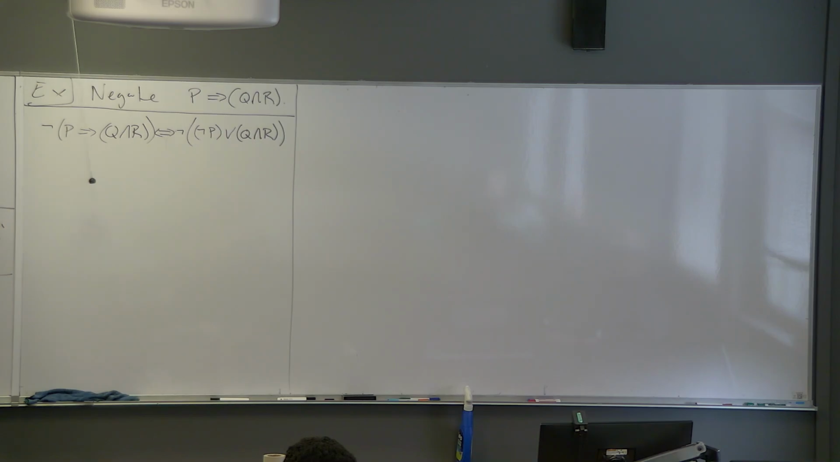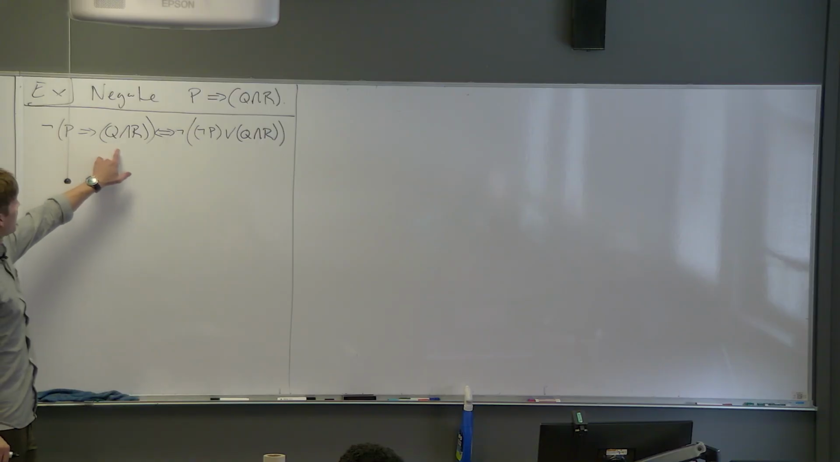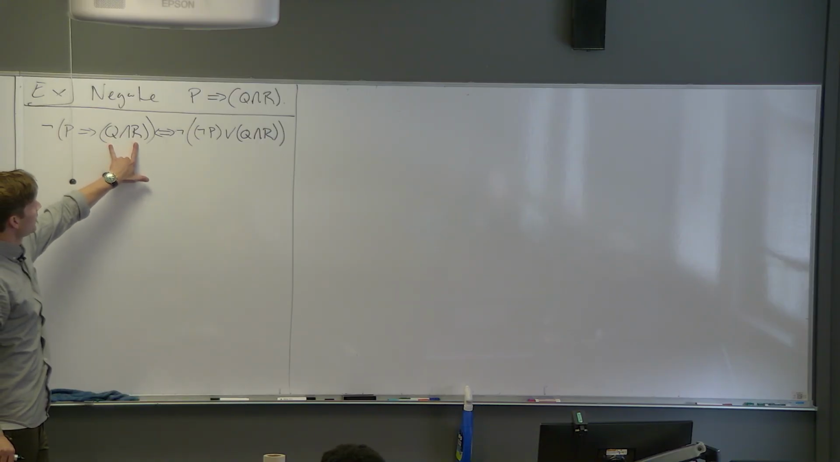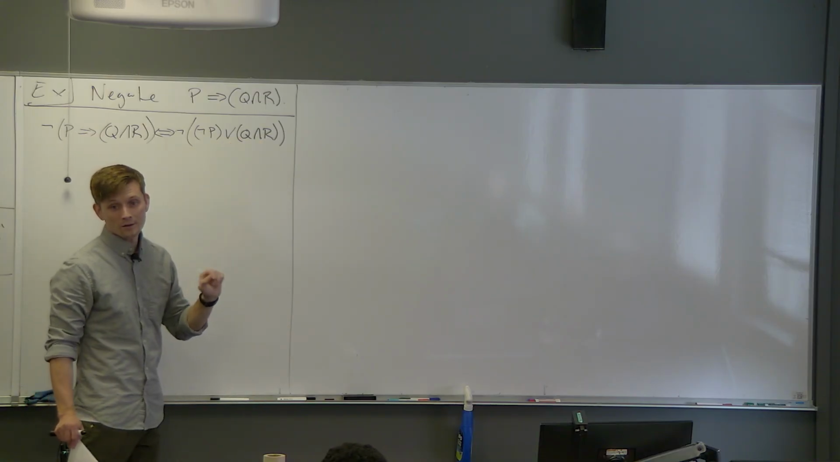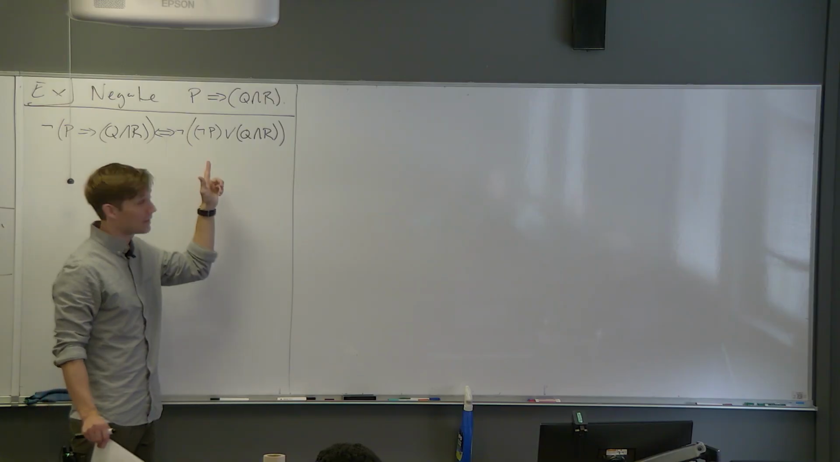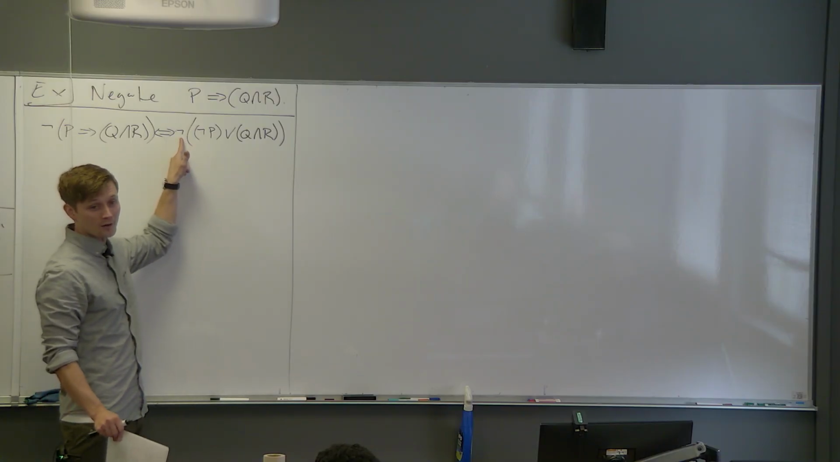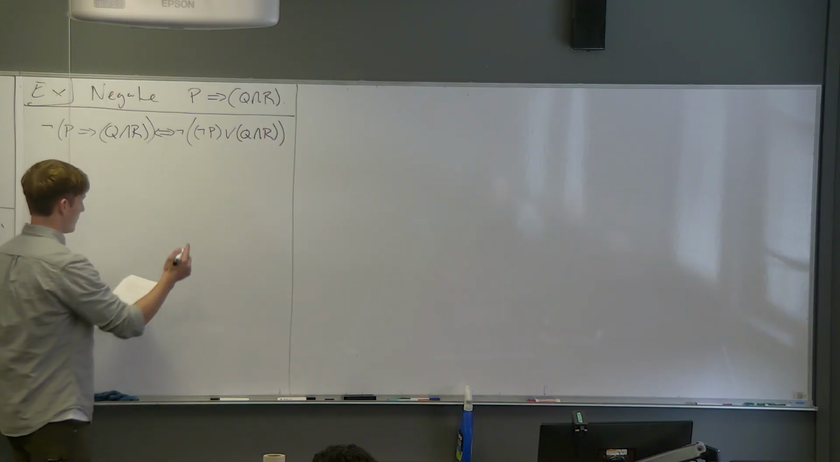Looks complicated, but all we did is we applied this little rule right here that says P implies Q if and only if not P or Q, right? Not the first thing or the second thing. So P implies Q and R is the same as not P or Q and R. We have not negated anything yet. The negation is still just floating around out front. Let's keep going from there.